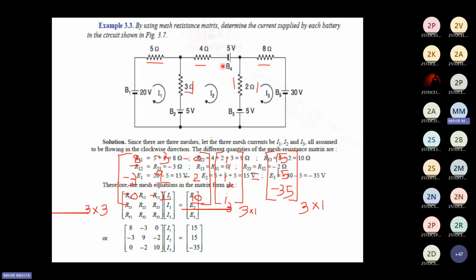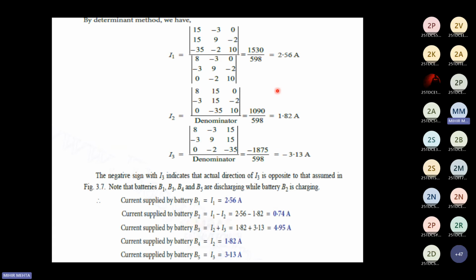For B4, it is as good as I2, and as far as B5 is concerned, it is as good as I3. So this is how you solve these particular numericals, and that is how we can solve mesh analysis. So if you have any doubts regarding mesh analysis, please ask. Any doubts regarding mesh analysis, please feel free to ask.